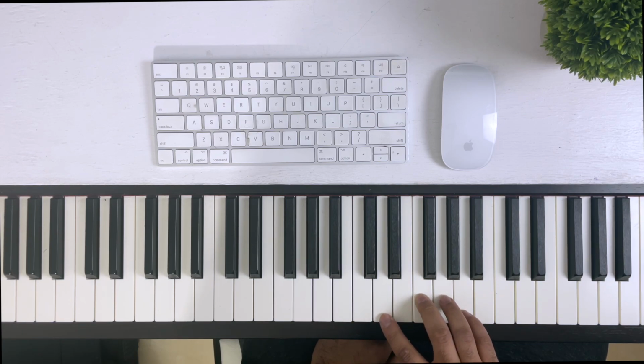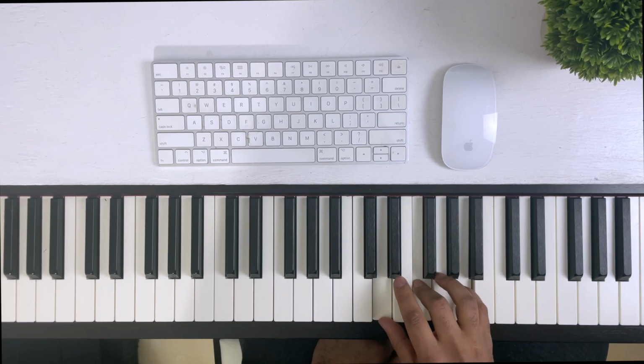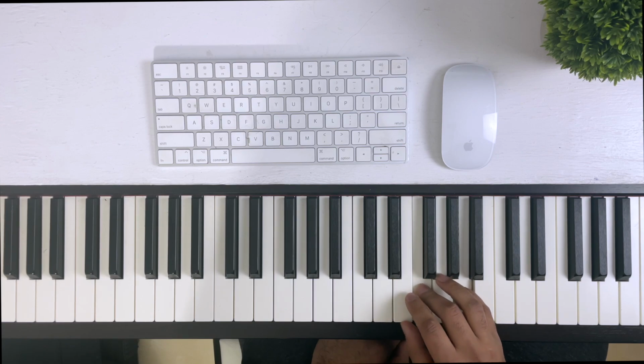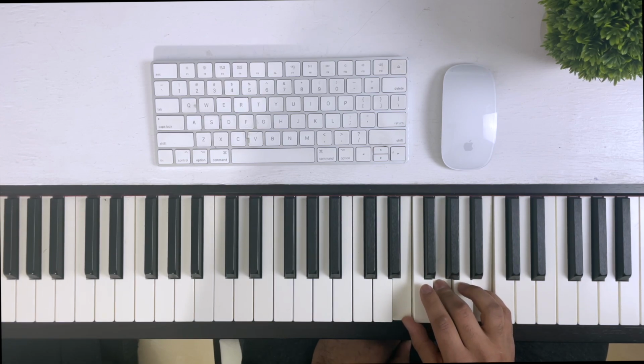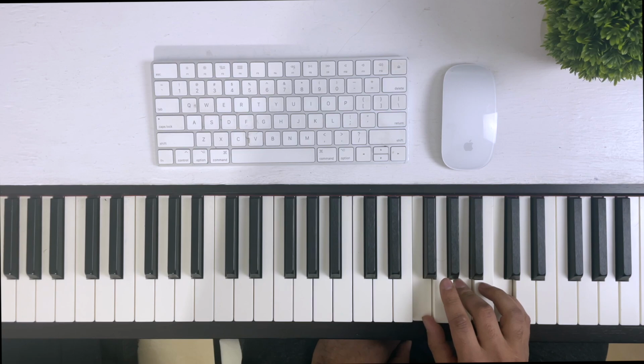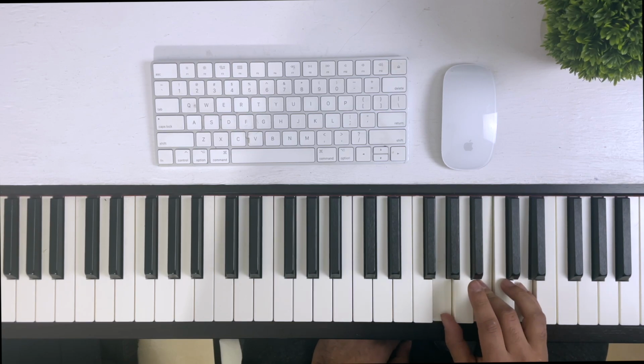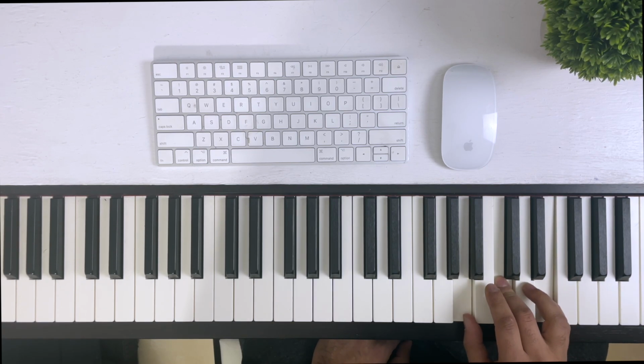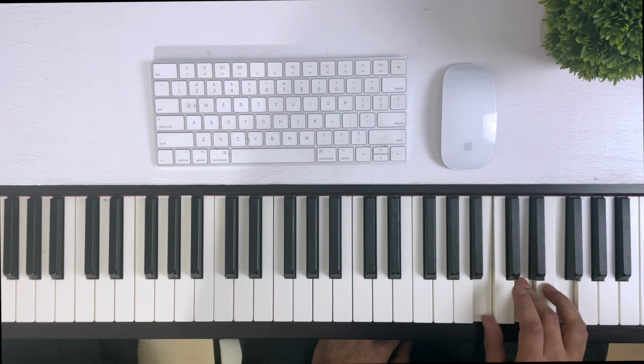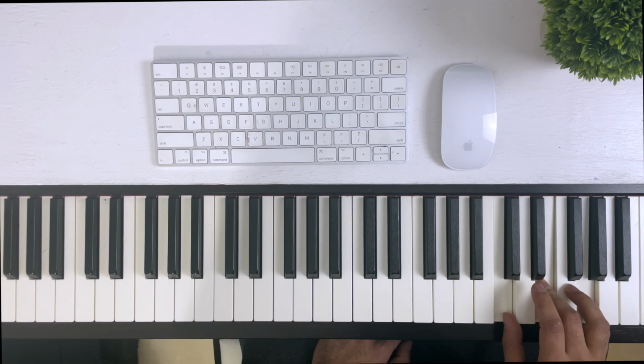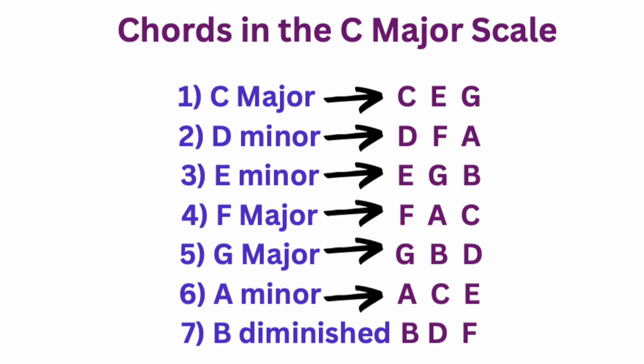The next chord is D minor. The first note is D. Skip one, play the F, skip one, play the A. That's the D minor chord. The E minor is E, G, B. F major is F, A, C. G major is G, B, D, A minor is A, C, E, B diminished is B, D, F, and then we go back to our C major chord, C, E, G. So these are all the chords in the C major scale.